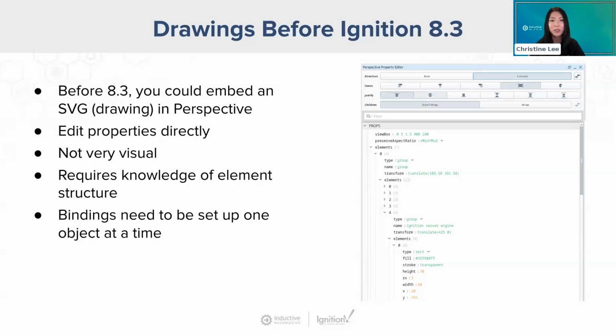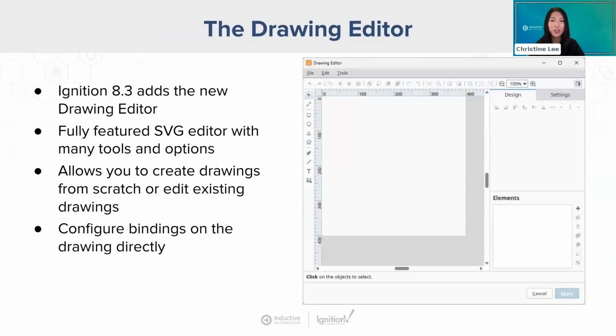Now, Ignition version 8.3 adds a fully featured SVG editor, which we call the drawing editor, to Perspective. If you're transitioning to Perspective from Vision, the drawing editor may feel very similar to Vision's drawing tools. With the new drawing editor, it is much easier to create and customize drawings, especially since you can select objects just by clicking on them.